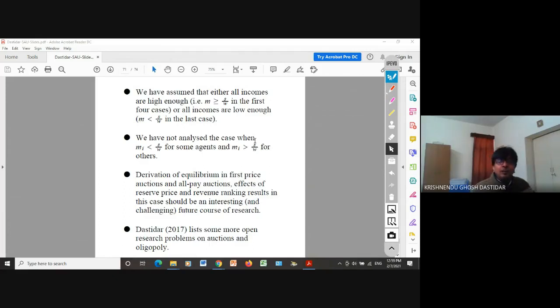And now you can make income private information or some other parameter, and then try to derive equilibrium, at least in first price, second price, and all pay auctions, and revenue implications. That should be an interesting and, of course, challenging future course of research. I think this may be a very interesting thing, where some incomes are low enough and some incomes are high enough. So you can start with, as I said, two bidders.